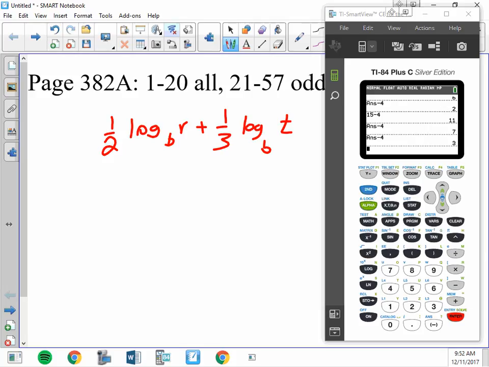26, what are you going to get? 4 log base b of r, good. Minus 2 log base b of s. Does that make sense? Okay, skip to 32.